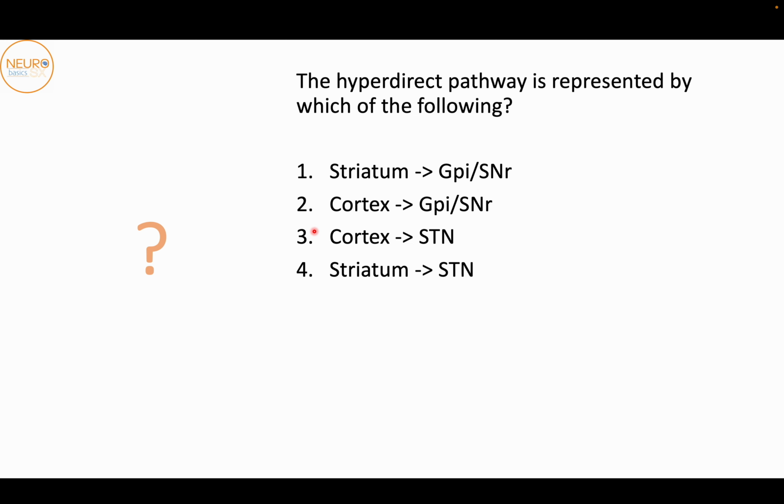Okay, so the hyperdirect pathway is from the cortex to the subthalamic nucleus directly. From the subthalamic nucleus, the information is then provided on to the GPi-SNr.